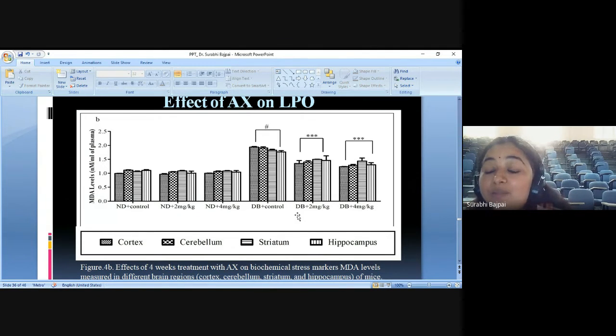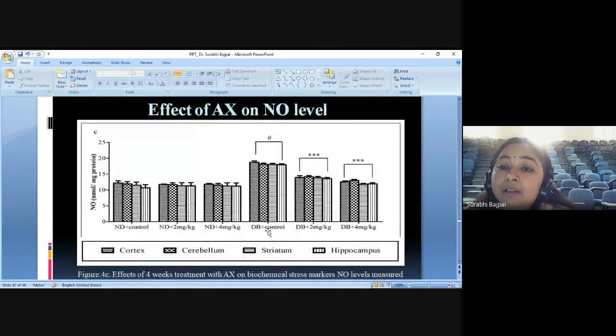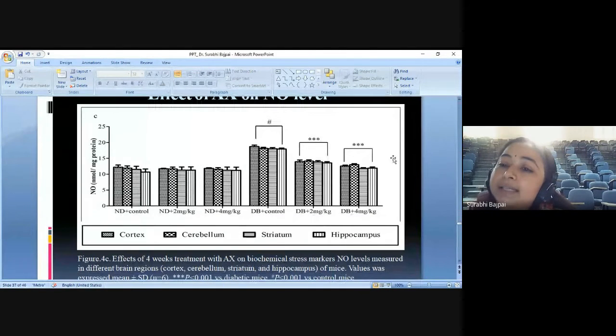So LPO was something which was different. Then the NO level was a little bit increased. This also we could not explain based on the other results. But of course, nitric oxide has a dual role. It plays both a positive role as well as a negative role. In this study, we have taken the positive roles of nitric oxide, and they might have increased. So administration of astaxanthin significantly increased the nitric oxide levels as a biochemical molecule.